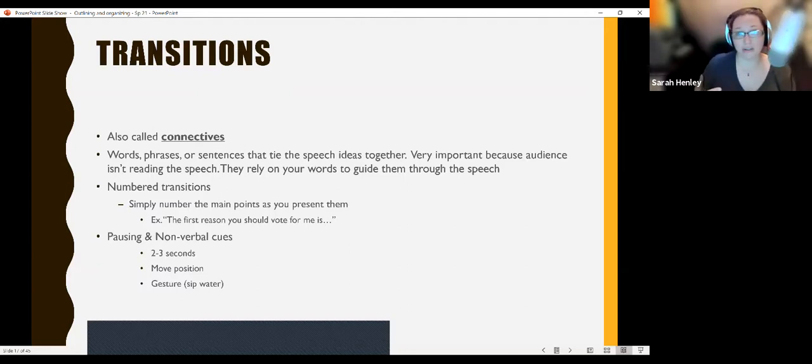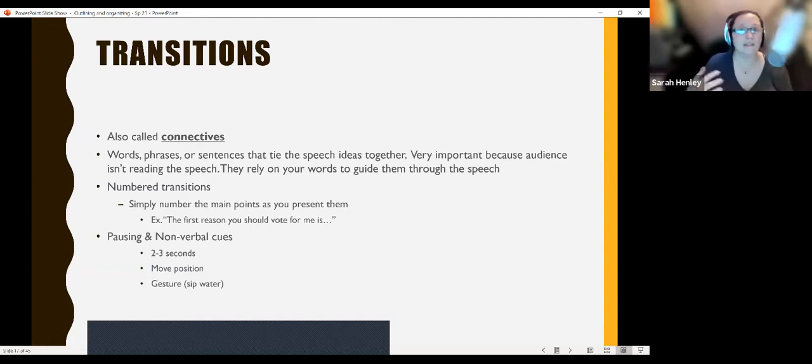Connectives is simply another term for transitions. They can be used interchangeably. Transitions and connectives can be anything from a single word to an entire sentence that ties parts of the speech together. That is what a transition or a connective does. There are a lot of different ways to do this. If you're using a chronological pattern like we just talked about, you can use numbered transitions. You can say, in the example here, the first reason you should vote for me is blah, blah, blah.